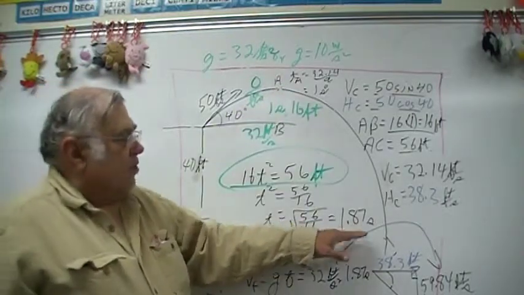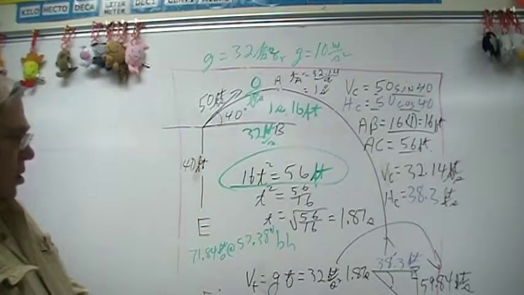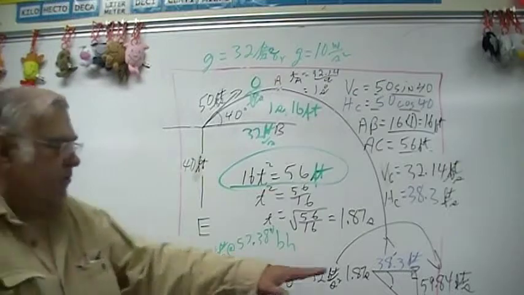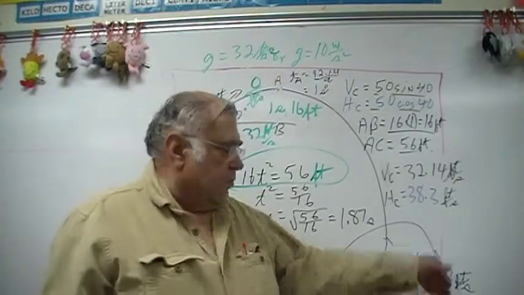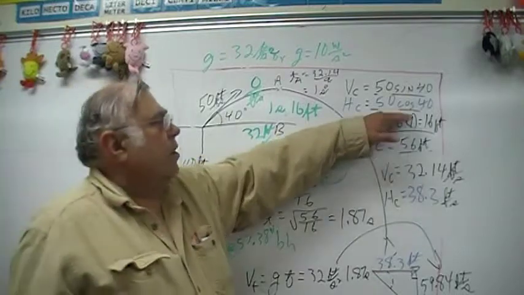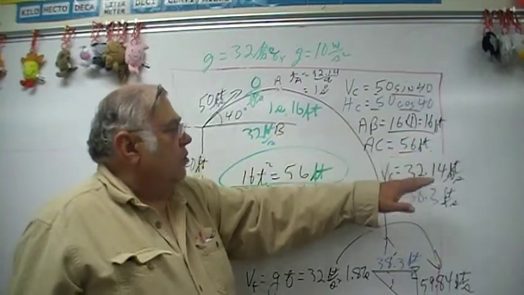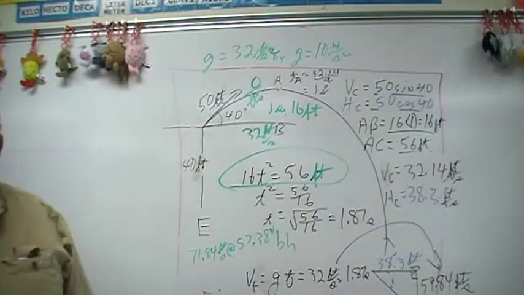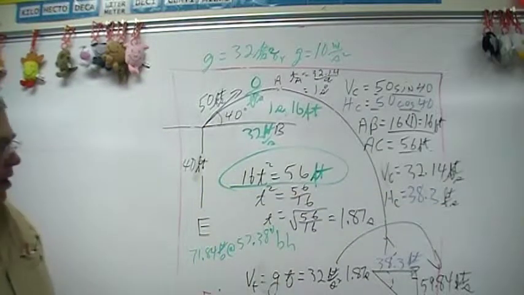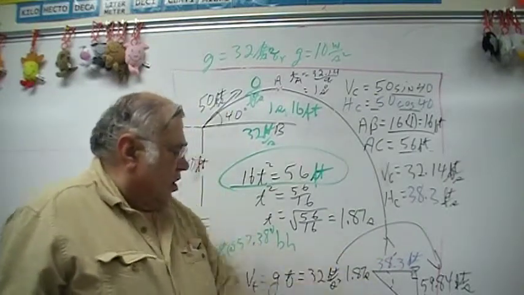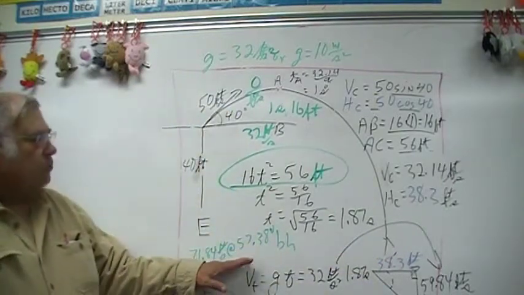You multiply that by 32, and you get the final velocity is 59.84 feet per second downward. The horizontal velocity is the same as the horizontal component here. It didn't change. The horizontal component is right here. And then you solve this right triangle for the final velocity, which works out to be this.